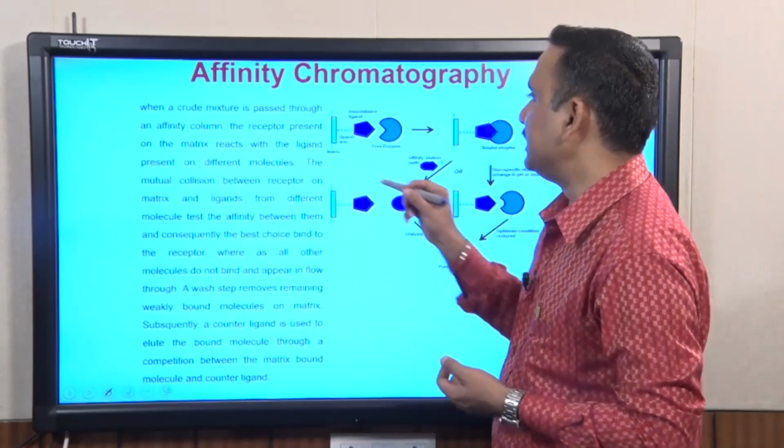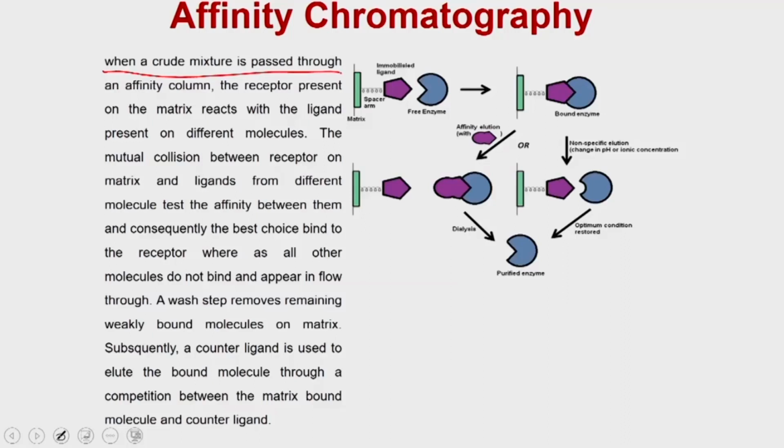Now, you can imagine when a crude mixture is passed through an affinity column, the receptor present on the matrix reacts with the ligand which is present on the different molecules. Which means, in typical affinity chromatography, you have the matrix on which the ligands are immobilized with a spacer arm, and this is your column. Now, you are adding the enzyme which has an affinity for this particular ligand.